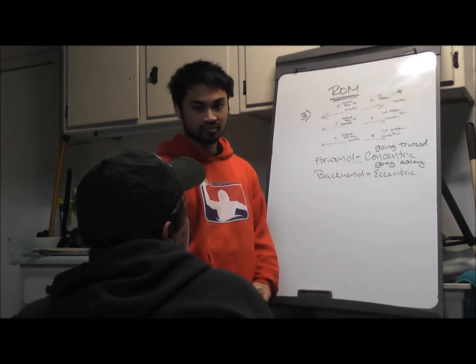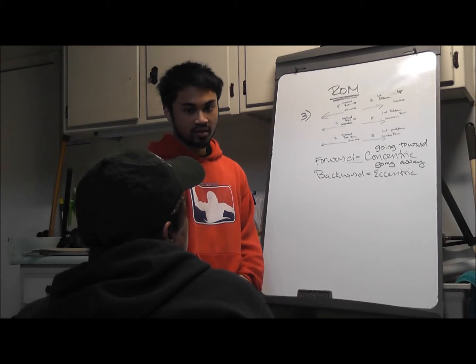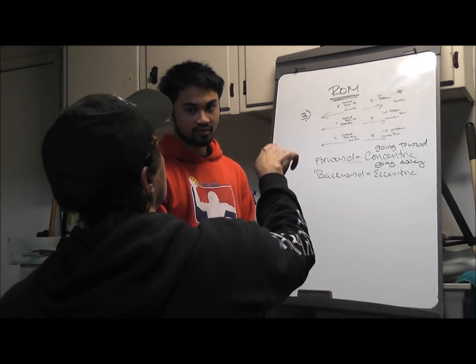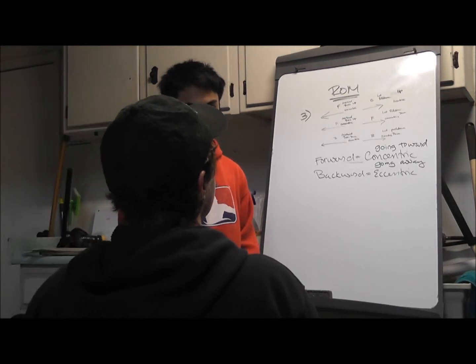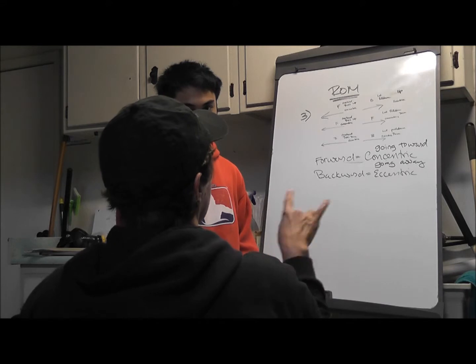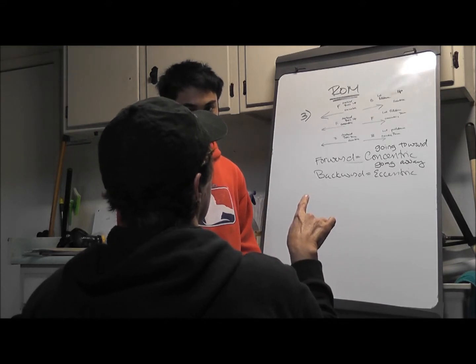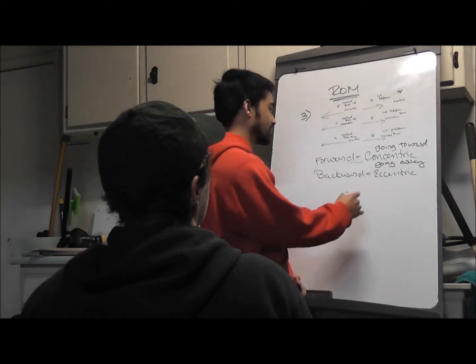Forward, backward, eccentric, oh okay. So, wait a minute. Forward, lat pull down. You're intended to go down here, so that would be a lat pull down. Yeah, forward, concentric. Okay, eccentric is backwards.